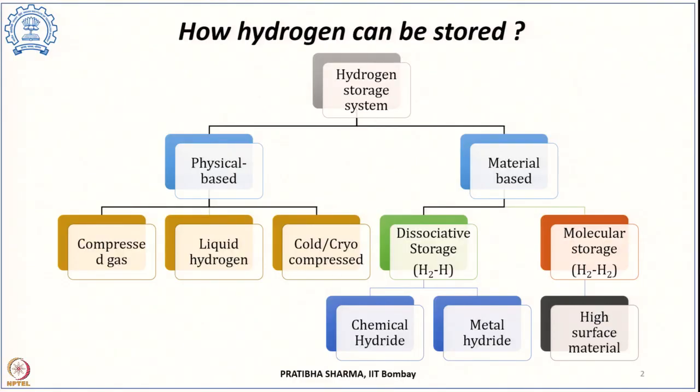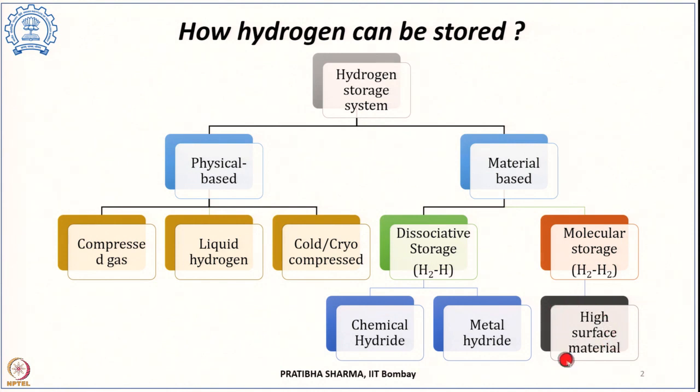Now, this is just a repetition to mention that among the different hydrogen storage materials that we will be looking at, we have already seen where we can store hydrogen as a molecule without dissociating it into hydrogen atoms, and that can be done on the surface of high surface area materials or porous materials with high porosity and pore volume. This we have already studied.